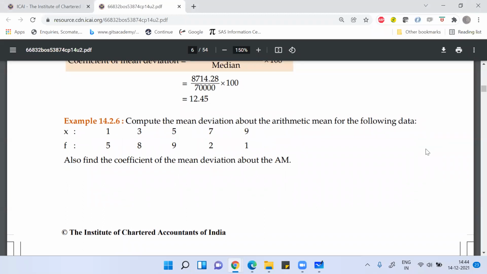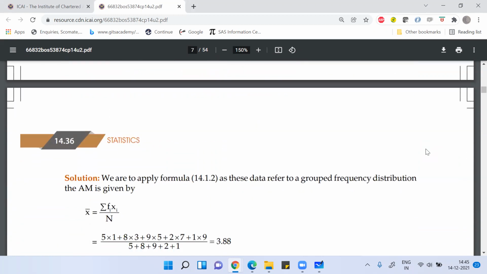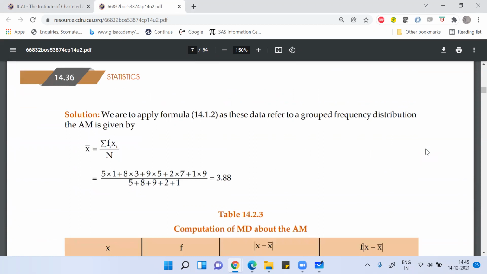Everyone, you can see this problem, example 14.2.6. You have to find the mean deviation about the arithmetic mean. If I give you the x value and f value, you have to find the mean deviation about the arithmetic mean. The arithmetic mean of this data would be sum of fx by sum of f.